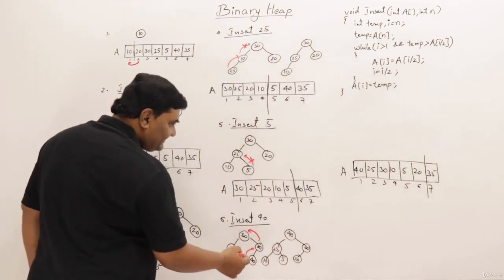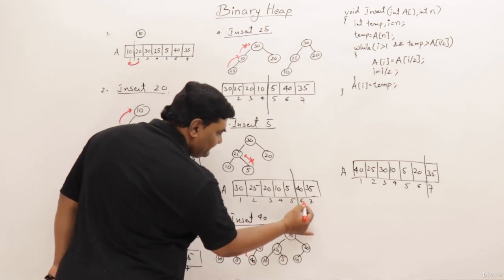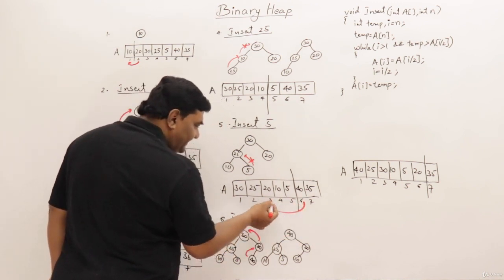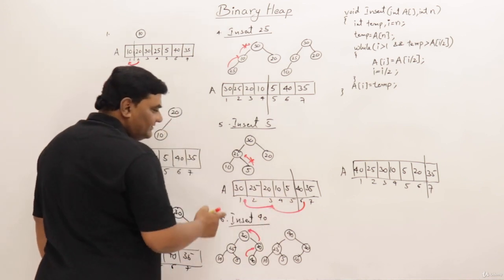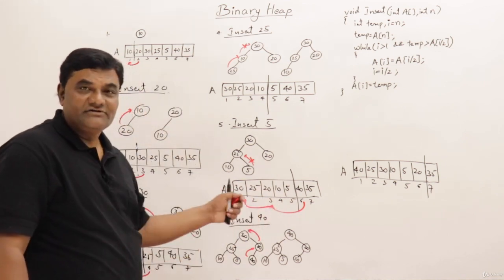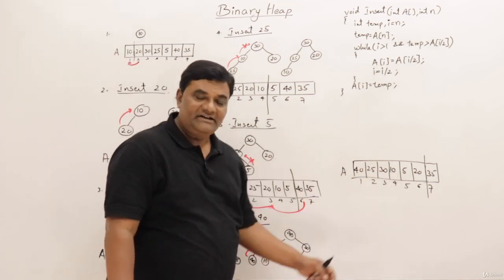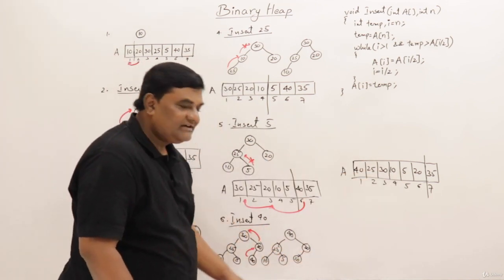When this 40 was inserted, it was compared with the parent, 6 by 2, that is 3. Then again its parent, 3 by 2 is 1. So it was compared like this and it was swapped. Now the last element, 35, where will it come? It will come as the right child of 30.